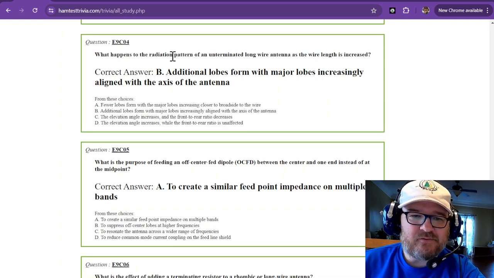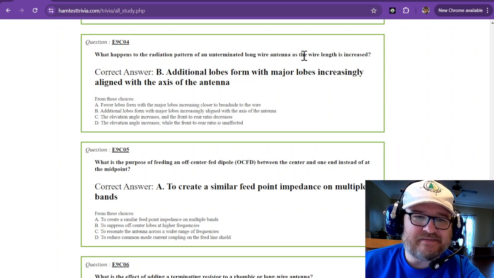What happens to the radiation pattern of an unterminated long wire antenna as the wire length is increased? Well, what happens then is you get additional lobes form with major lobes increasingly aligned with the axis of the antenna. I do not have a picture for that.